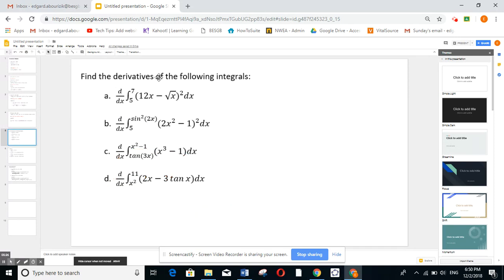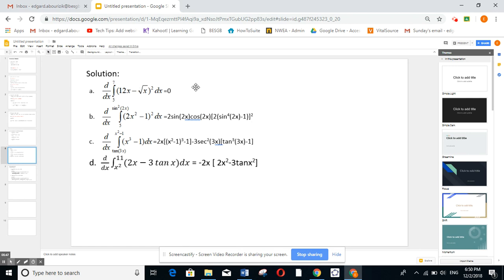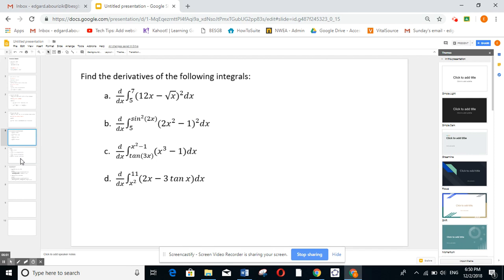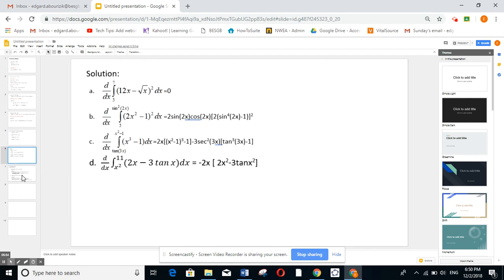I want you to do the derivative of the following integrals as a homework. Try to do it. Okay, and then check your answer here. These are the answers of above. So you have this one and you have the answers.